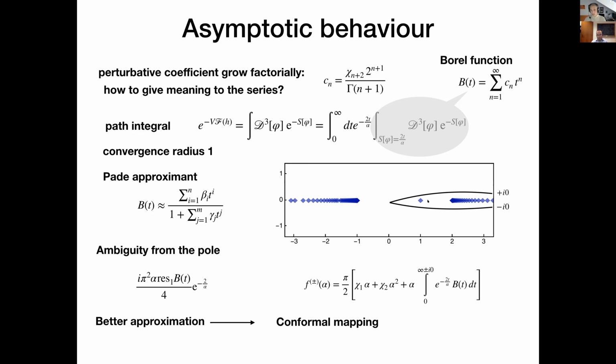But in our case, you see we have poles and cuts there. So we have to shift away the contour. We could integrate, say, a bit above or a bit below, but the result will be different. We will have an ambiguity. For example, from the pole, we will have an ambiguity which is proportional to e to the -2 over alpha. So you see, this is exactly a non-perturbative term.